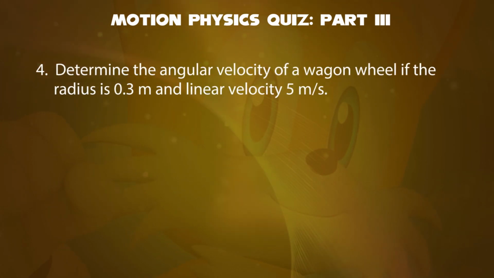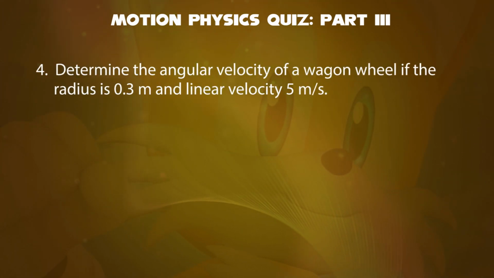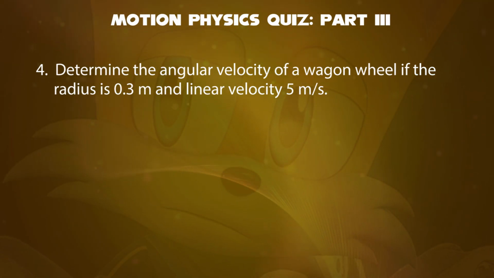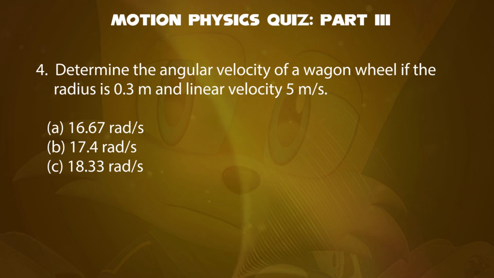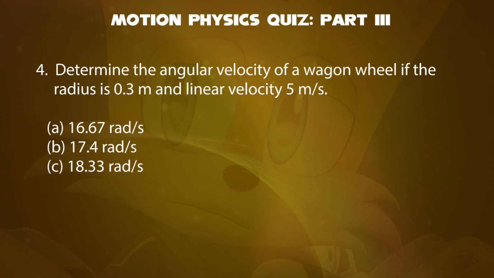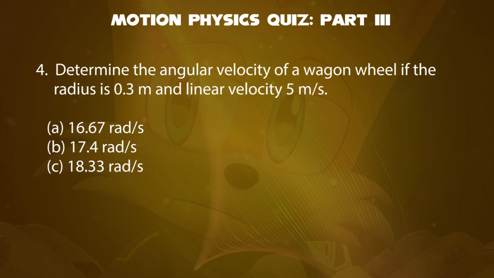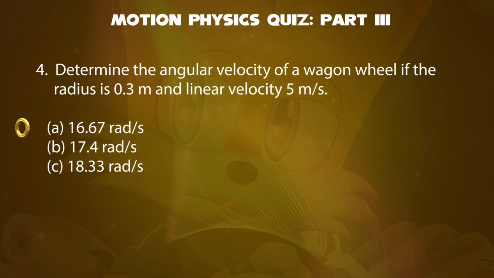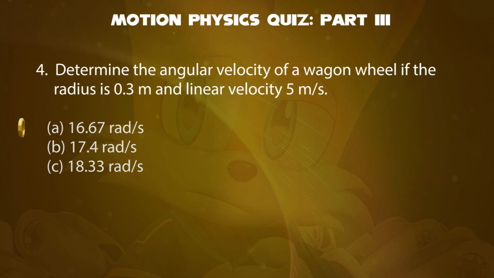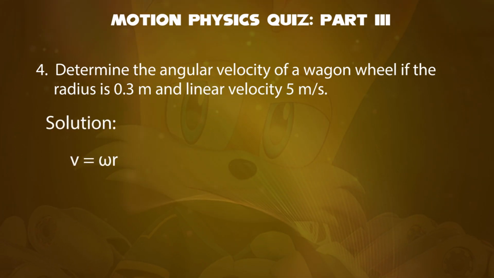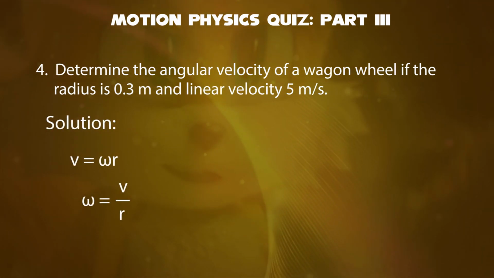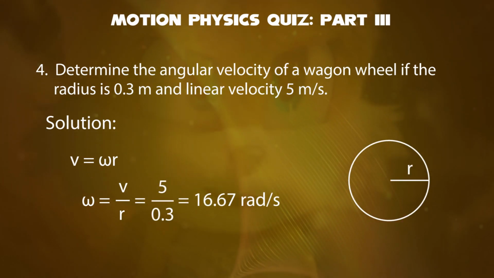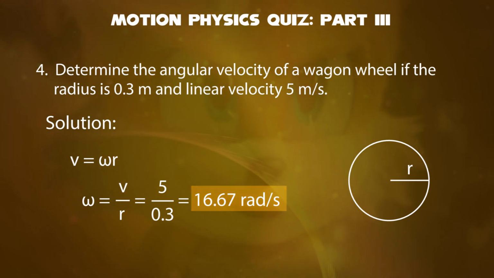Fourth question, determine the angular velocity of a wagon wheel if the radius is 0.3 meters and linear velocity 5 meters per second. Is it 16.67, or 17.4, or 18.33 radians per second? The answer is 16.67 radians per second, as you solve. The angular velocity omega can be written as linear velocity divided by radius, or 5 divided by 0.3, which is 16.67 radians per second.